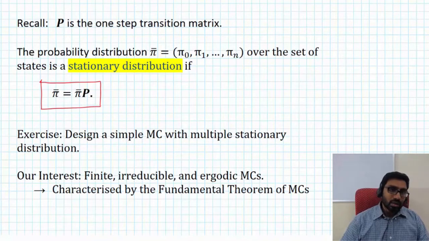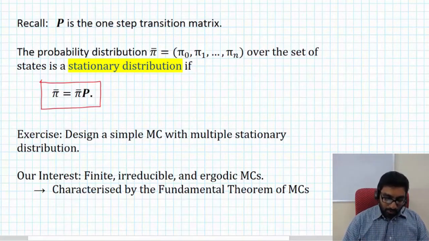Recall that we use the notation P to denote the one-step transition matrix. And what is a stationary distribution? It's a probability distribution given by pi 0, pi 1, and so on up to pi n over the set of states in the Markov chain, that obeys a condition. What is that condition? Pi equals pi times P.